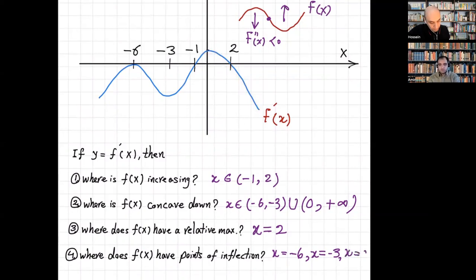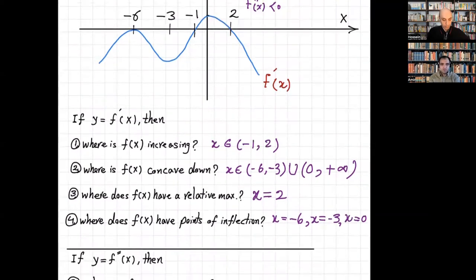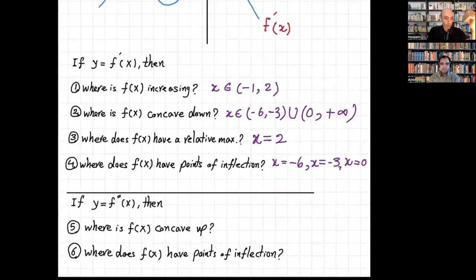That's correct. So you answered all 4 questions for the curve of f prime of x. The second part is where we assume the blue curve is f double prime, but since we are running out of time, we are going to have another part for this video. In the second part of this video, we solve that problem.